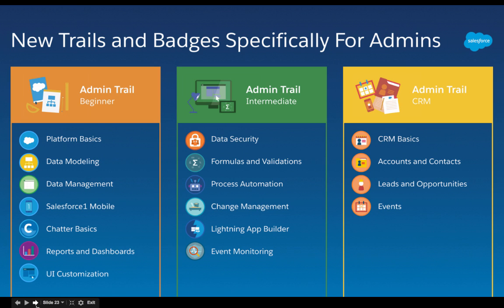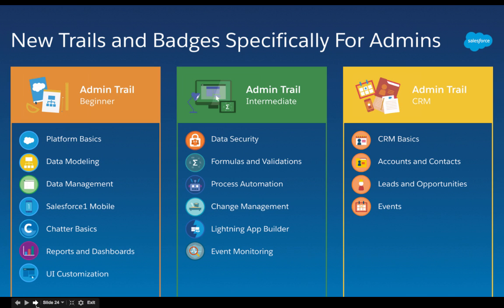In Trailhead, we have new trails and badges specifically for admins. So we have an admin trail if you're just getting started out for beginners that helps you understand platform basics, data modeling, data management, and reports and dashboards. If you're an admin that's maybe been in the chair for a few years and you've got some experience, we have a trail for you. It helps you understand data security and formulas and validations. And of course, one of my favorite badges, which is the process automation badge, the little robot. But we also have an admin trail for CRM. So this covers CRM basics like accounts, contacts, leads, and opportunities. Now I know this is listed as an admin trail, but this is also a great trail to send your users to so that they can understand the basics of CRM.